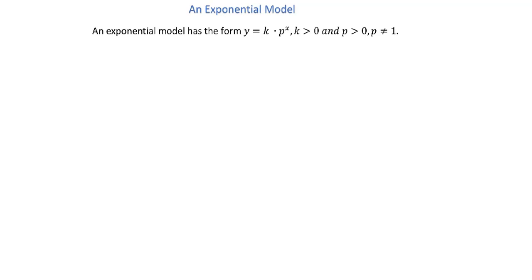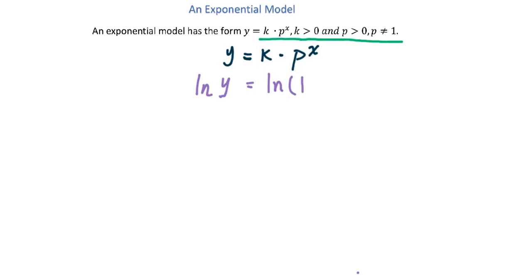Let's go to the exponential model. An exponential model has the form y equals k times p to the x power, for k greater than 0 and p greater than 0 but not equal to 1. Transfer this form, y equals k times p to the x power, into a linear model. First of all, we will take the natural log of both sides. So you have natural log of y equals natural log of k times p to the x power.